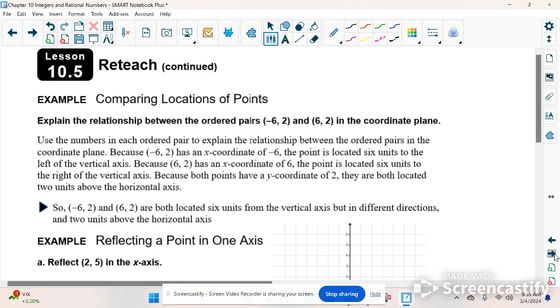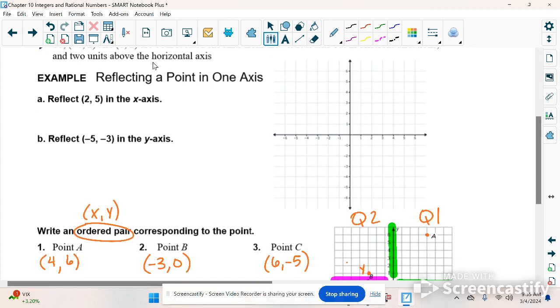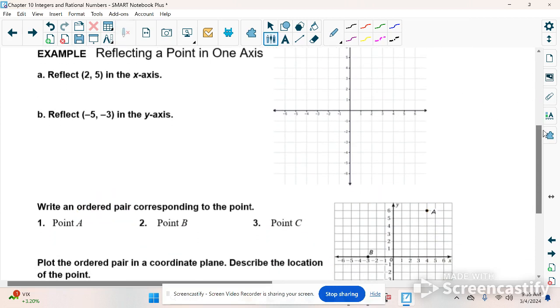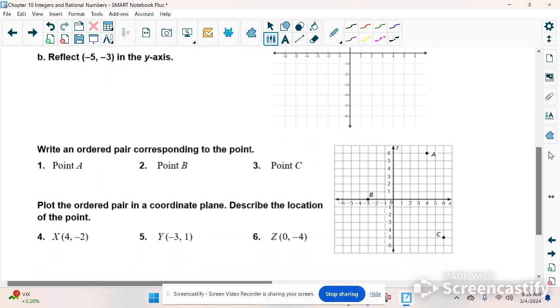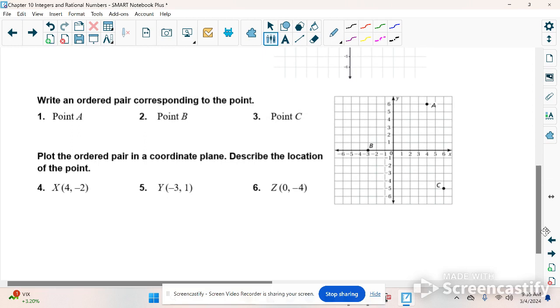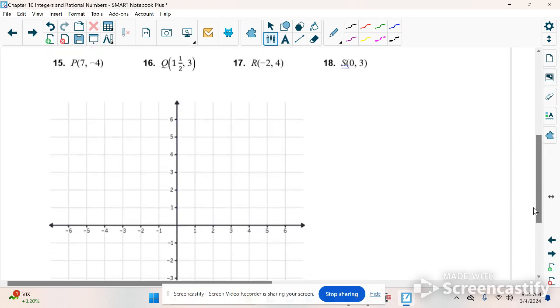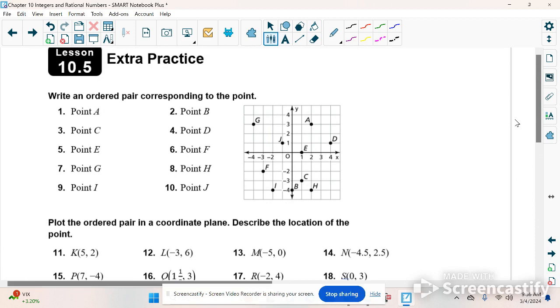I like it. Okay, we're going to skip the reflecting points part right now. We're going to do that later. Let's just skip this page for a second. I want you to turn to the page for extra practice. So page 384, extra practice.